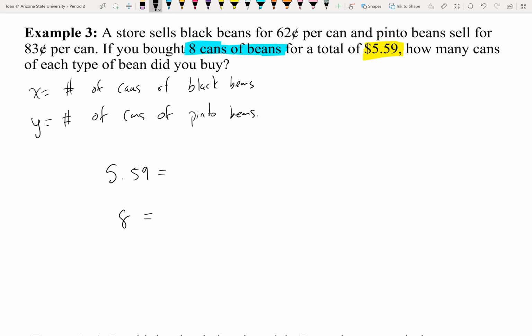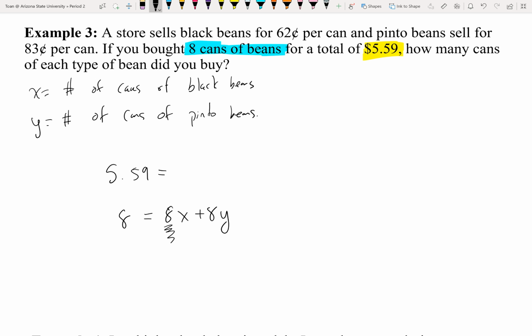Well, think about this logically. 8 is the total number of cans. x is the number of cans of black beans. y is the number of cans of pinto beans. How do they relate to each other in terms of the number 8? What is the equation that bridges everything together? Say that again? 8x plus 8y.